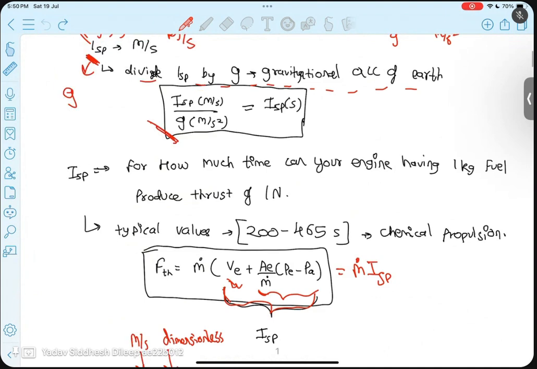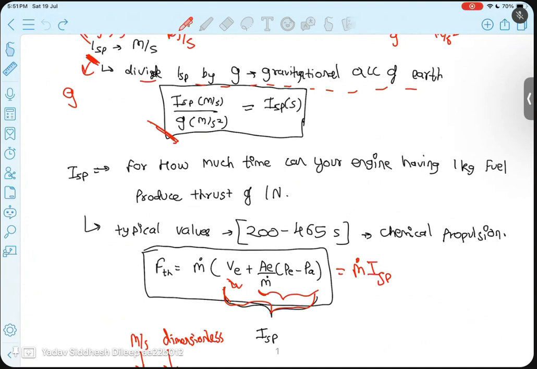Now, the definition of Isp when it is written in seconds. Very simple thing: a bike has a mileage, a rocket has an Isp. Let's talk about the analogy now. I'm telling you the definition in seconds. You have 1 kg of fuel. You have to produce 1 newton of thrust. You know 1 newton is like 100 grams force, or 100 grams weight you can say. When you have to produce 1 newton of thrust force with the help of 1 kg propellant, for how much time that 1 kg propellant can produce 1 newton of thrust is basically the Isp in seconds.